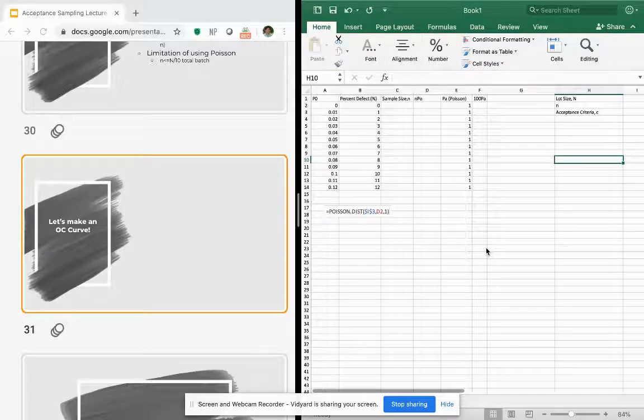All right, so let's make an OC curve. During the lesson, we went over the different calculations we can do to make an OC curve. So in this section, we're going to go over how to create an OC curve using Poisson distribution and Excel.